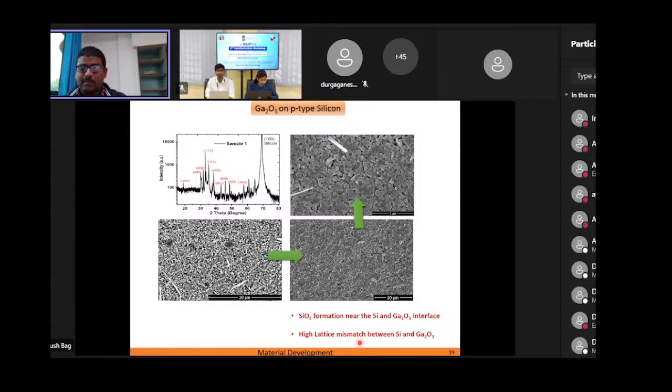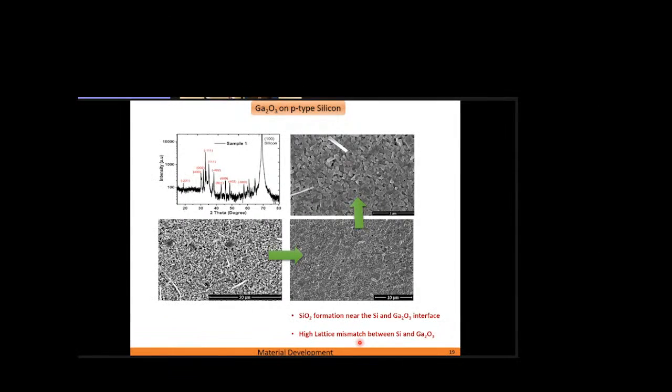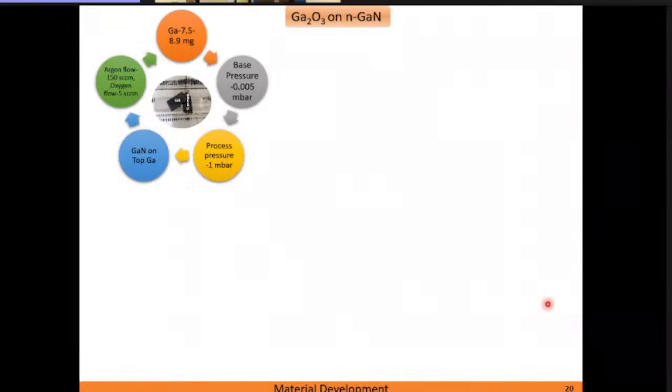One is the lattice mismatch. Lattice mismatch is essentially the atomic distance in a particular material, and the other one is the thermal expansion coefficient mismatch, that is, how fast or how slowly the distance between two atoms is reducing and increasing. There should not be any mismatch, otherwise again you will end up with a defective material after synthesizing.